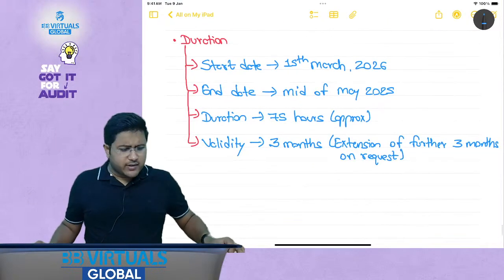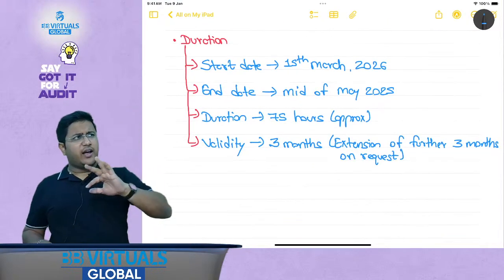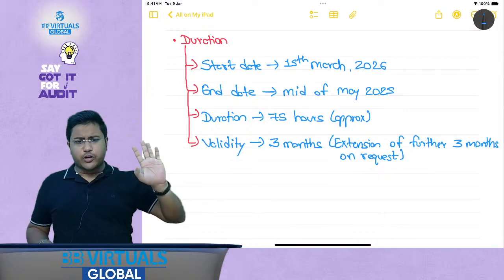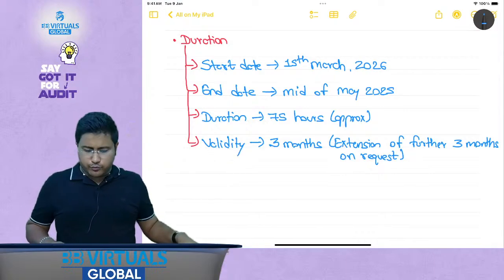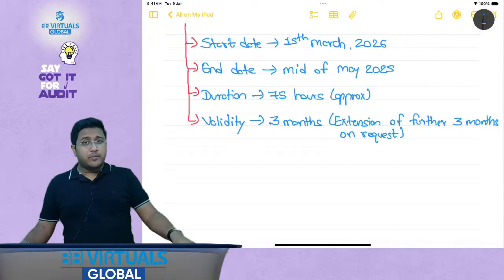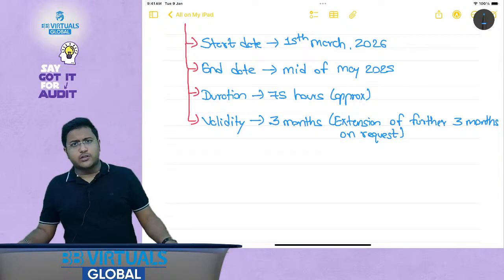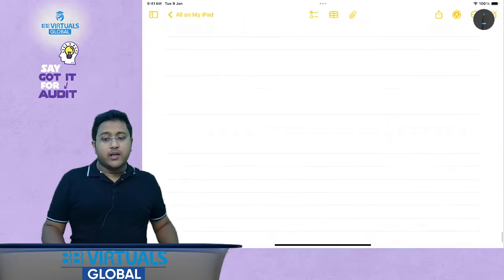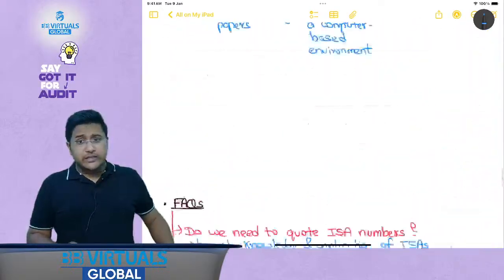Duration would be approximately 75 hours. Around that, I would say 35 to 40 hours is of concept, and the remaining is question solving. Validity would be 3 months, but you can extend it for a further 3 months on request to the team. With this, we have completed all the details, my dear friends.